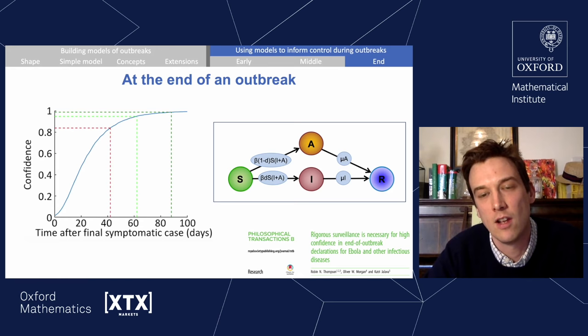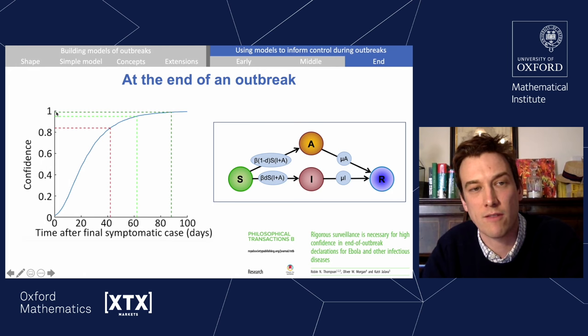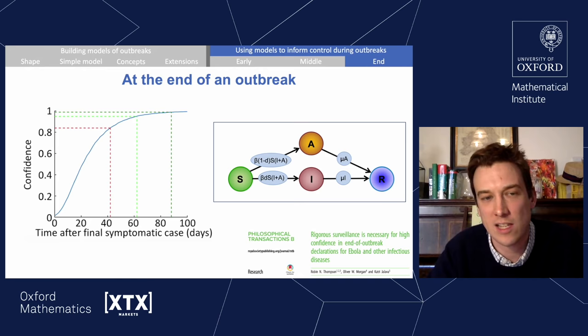What you can do, in fact, I won't go into too much detail about this, is use mathematical models to say, well, if we haven't seen any cases for the last 10 days, let's say, how likely is it that the outbreak really is over? And so we developed this figure for Ebola outbreaks, which shows that if you wait a long time without seeing any symptomatic cases, then you can be very confident that the infectious disease outbreak is over. But if, in contrast, you only wait for a short time, so let's say it's been 5 days since you last saw a symptomatic case, then you can't be very confident that your Ebola outbreak is over.